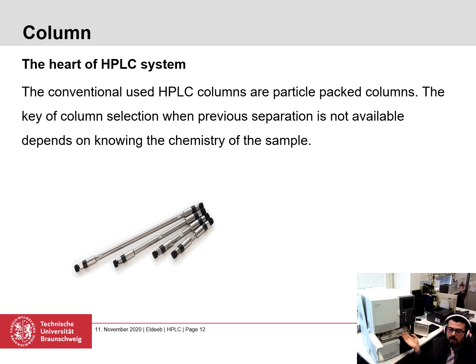This is the part which is shown here, and we have different types of columns depending on the chemistry of the stationary phase, but also depending on the specification: the particle size, the length of the column, the internal diameter, and even depending on the external material from which the column is made. So sometimes of stainless steel and sometimes of a Teflon-like material.